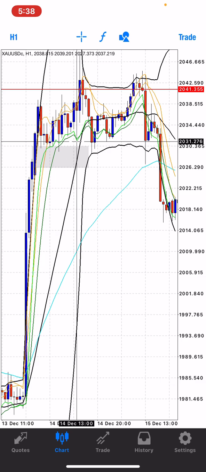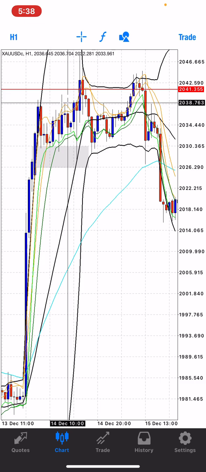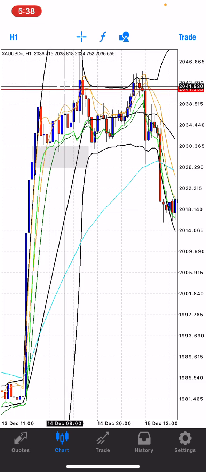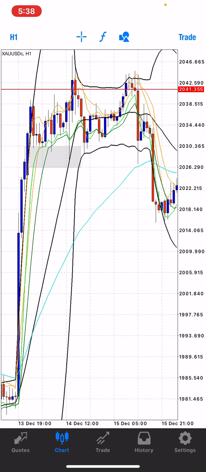This is the week it came back to this zone, and this time it gave over 100 pips. 10, 20, 30, 40, 50, 60, 70, 80, 90, 100, 110, 120, 130, 140, 150, 160 pips. You see, this is how you just get in the market and get out. Gold is very, very volatile.